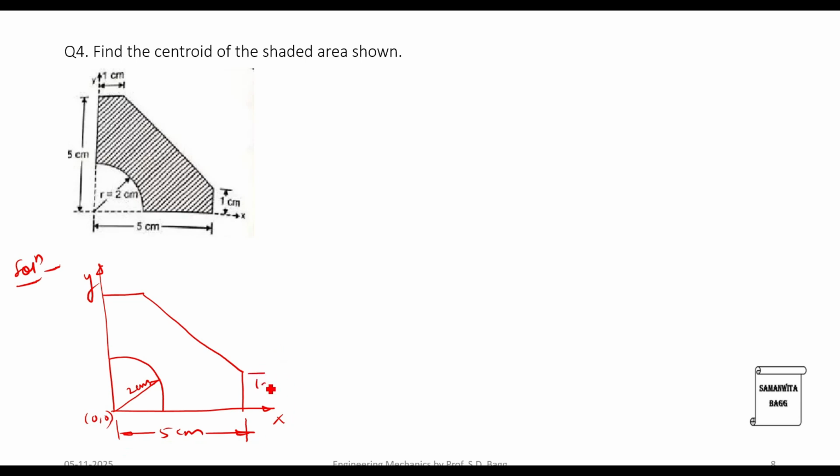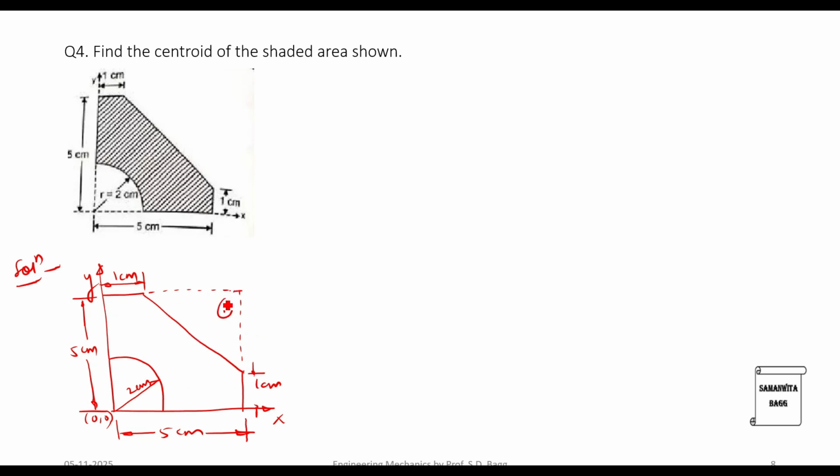This height is 1 centimeter. And this distance is given as 1 centimeter. This is also given, the height is 5 centimeter. Now we have to first figure out what are the standard shapes over here. So the first shape that I can see is this outer square, because this is 5 and 5. So I just have to draw a dotted line and this makes it to the outer square.